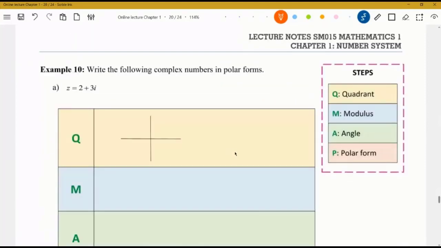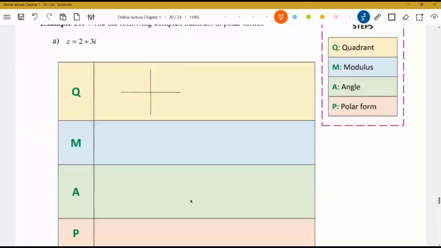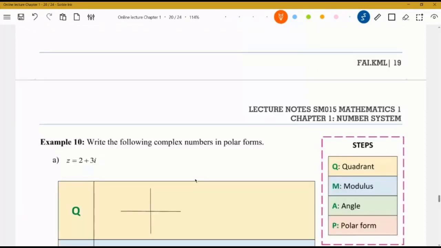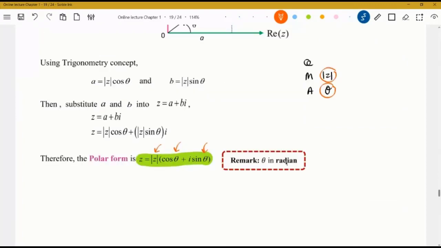Okay, so write the complex number in polar forms. So jawapan akhir mesti dalam bentuk polar form. Madam, yang tadi slide di atas tu dia cakap theta mesti dalam radian. Maksudnya macam mana? Theta yang dalam remark. Calculator mesti dalam bentuk radian lah. Oh, okey okey. Okay. Dia tak boleh degree.